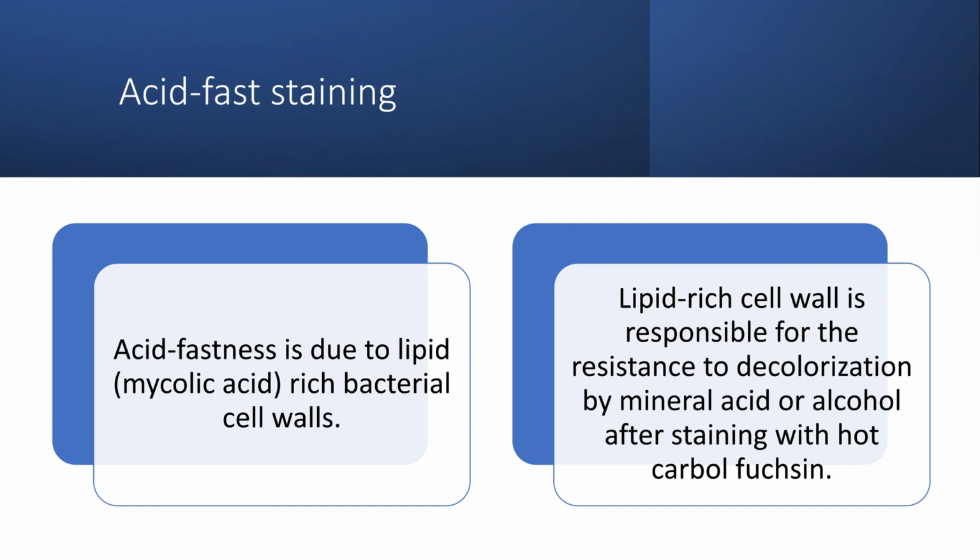So what happens is, when there is a lot of lipid in the cell wall, it resists decolorization. Decolorization is the second step of acid-fast staining. So when you add the decolorizer, the acid-fast bacteria have a lot of lipid in their cell wall. It prevents the entry of the decolorizer into the bacterial cytoplasm. So we'll talk about it in detail.